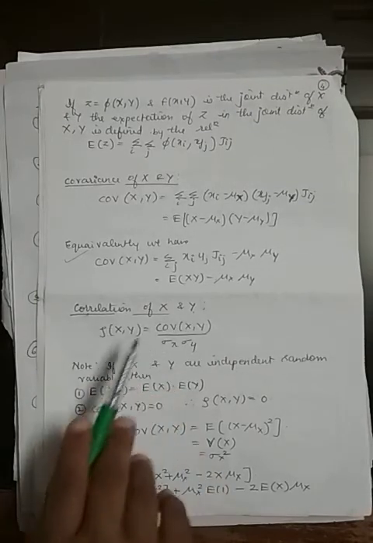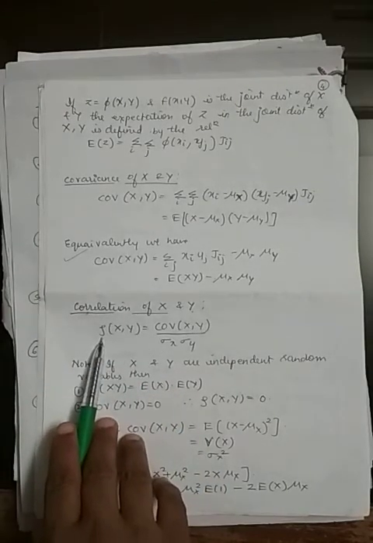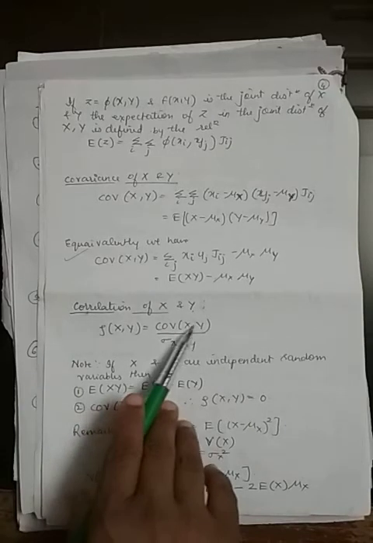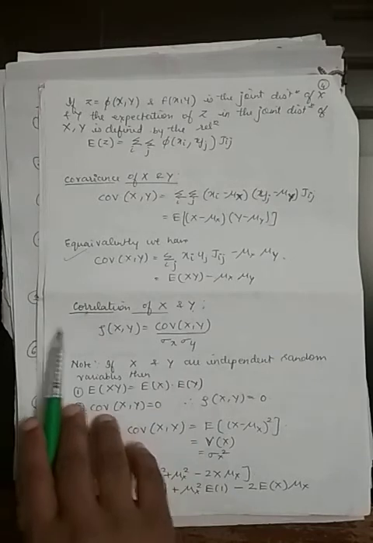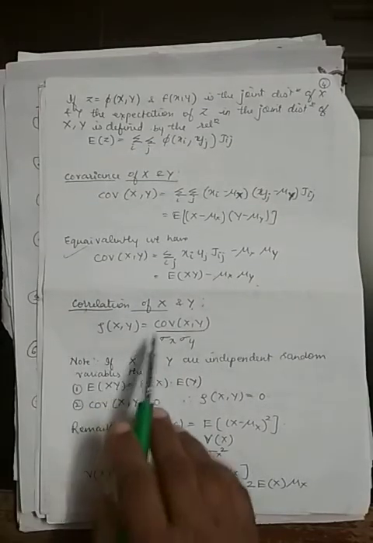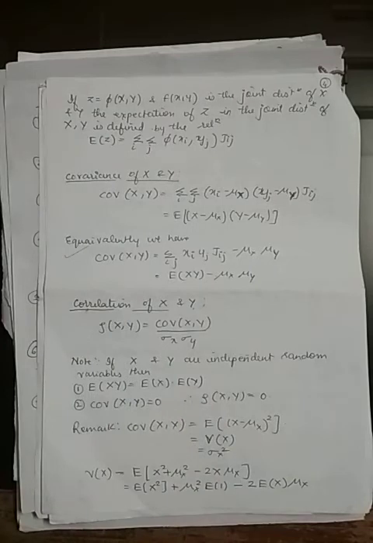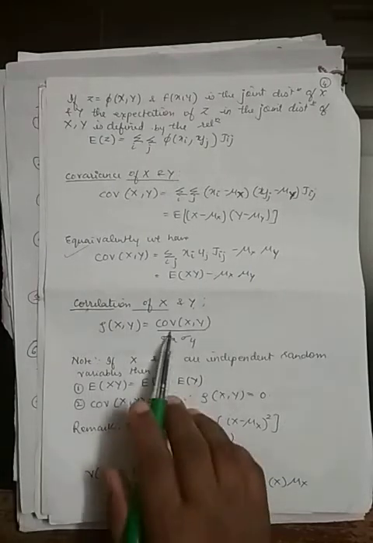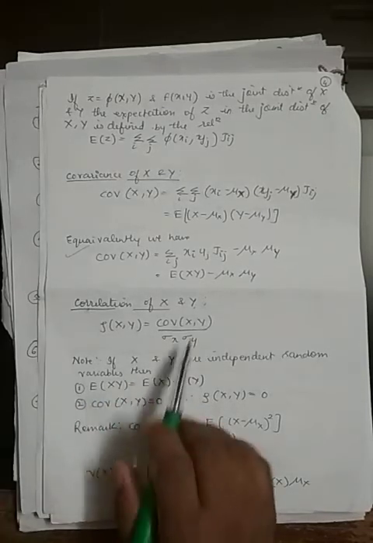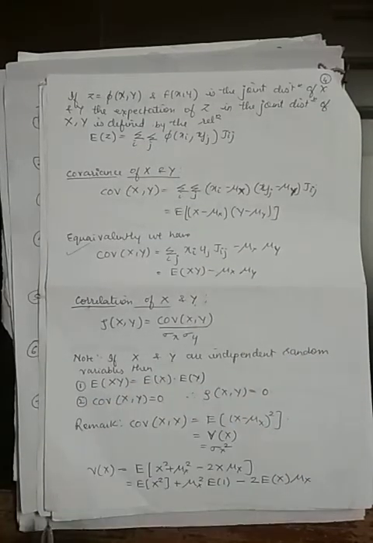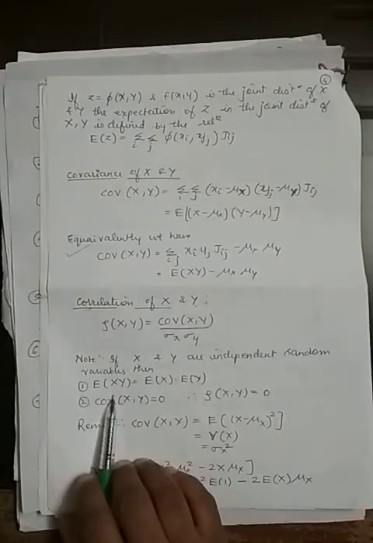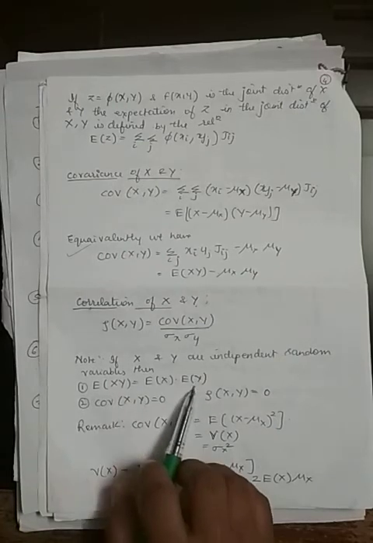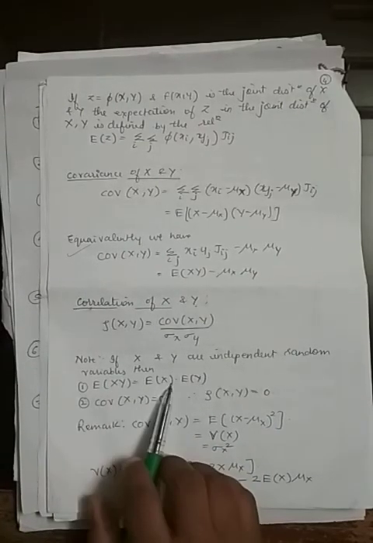Correlation of x and y is denoted by rho, and its formula is covariance of xy upon sigma x into sigma y. I showed you how to calculate sigma x and sigma y, and using those formulae we can calculate the correlation. If the covariance is 0, naturally the correlation is also 0, because 0 divided by anything is 0. Then if x and y are independent random variables, E of xy will become E of x into E of y. When they are independent, we take the product of these two.